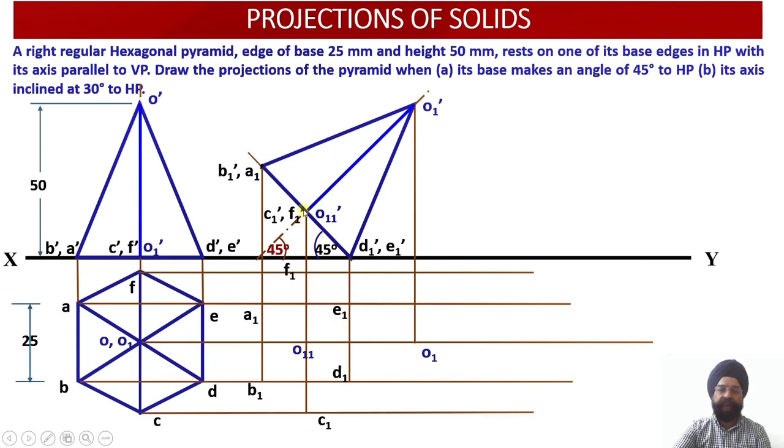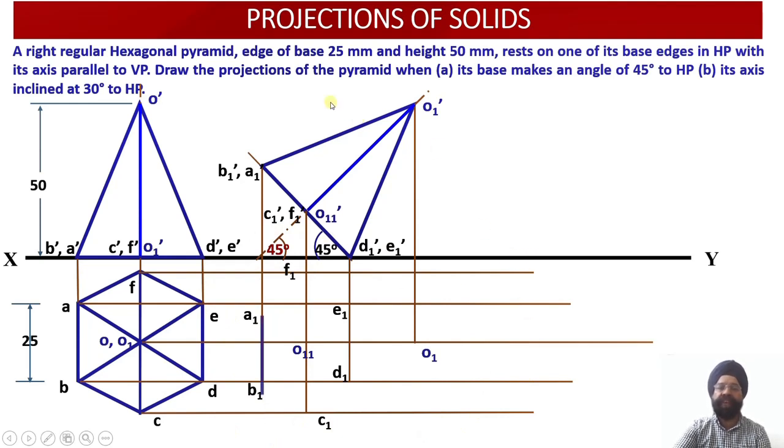And finally, for F1 dash, draw the vertical projector through F1 dash and draw the horizontal projector through the previous plan projection view point F. So all the points of the hexagon have been located. Similarly, for the axis points, from O1 dash, drop the vertical projector line and draw the horizontal projector from point O of the axis. So you get point O1. And finally, for the base axis point, from O11 dash, draw the vertical projector line, and then from the O1 point of the plan, you draw the horizontal projector line. So all these projections for 8 points have been evaluated.